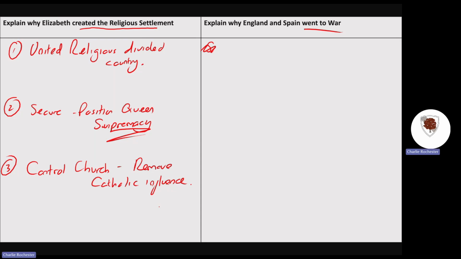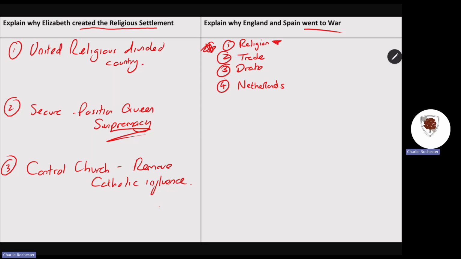The last one that really comes to mind as a question that I think could come up is war. Why did England and Spain go to war? There are 4 clear factors for war that you need to remember. Religion, trade, Drake, and the Netherlands.